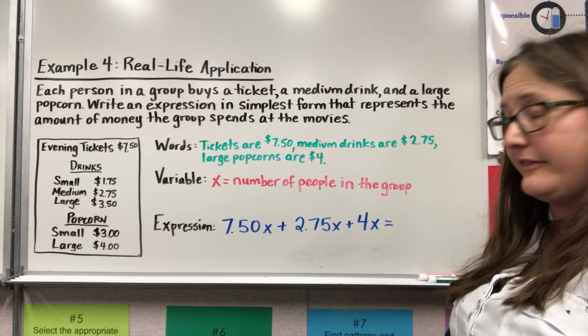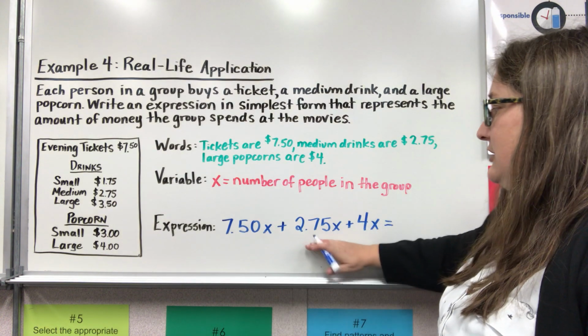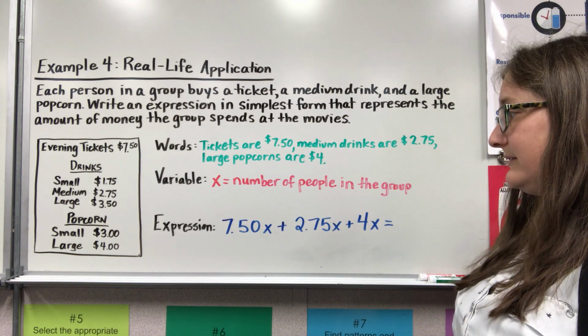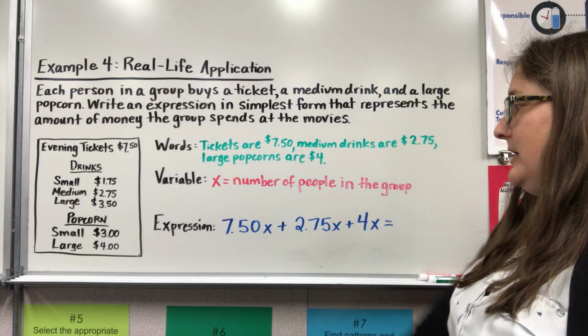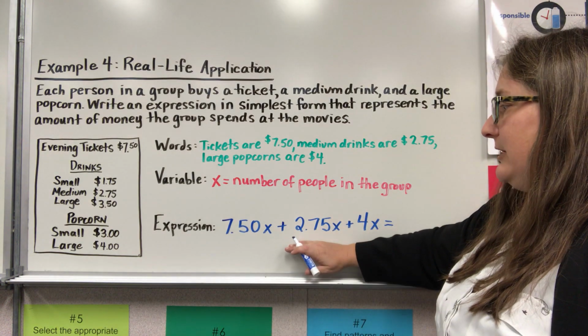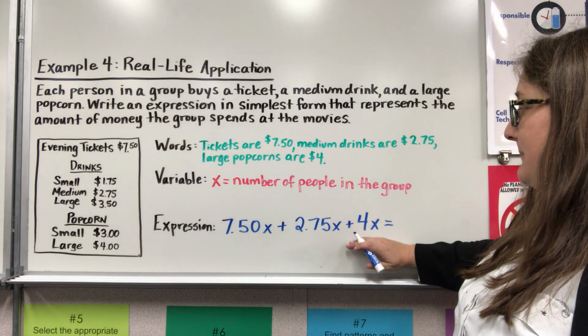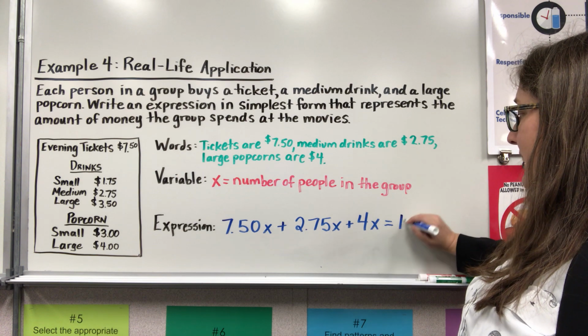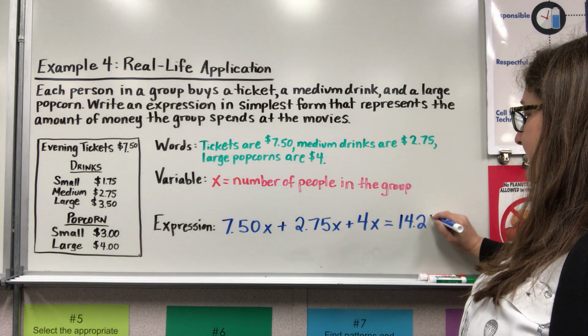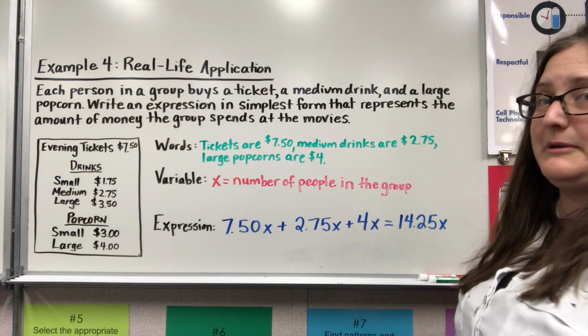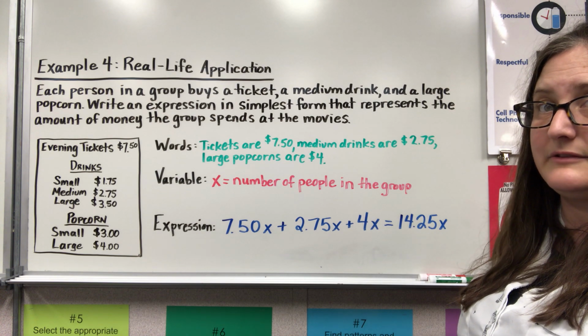Now we can simplify this. Since every single person is buying each of these, they all have the variable X. So if I combine them, my $7.50 and my $2.75 is going to be $10.25 plus my $4. I'm at $14.25 times X. So it's going to be $14.25 per person.